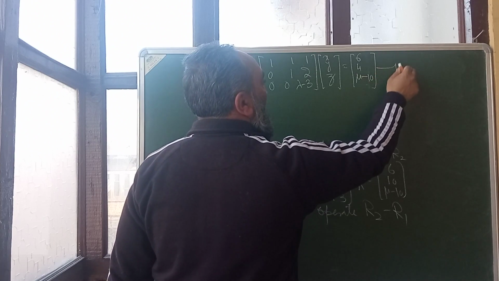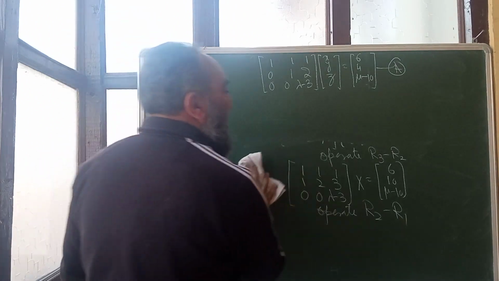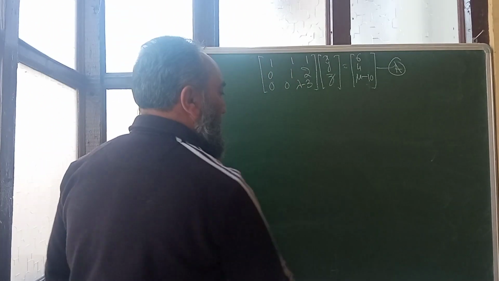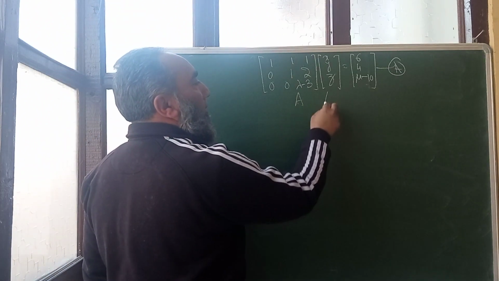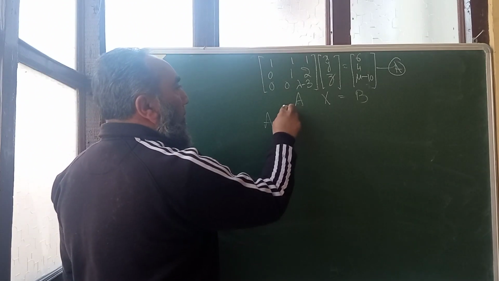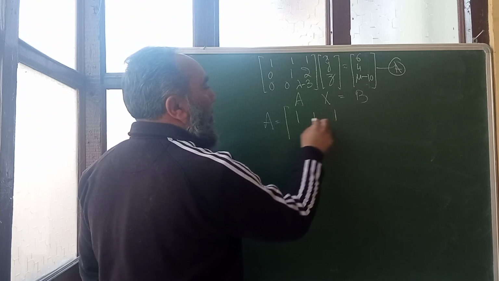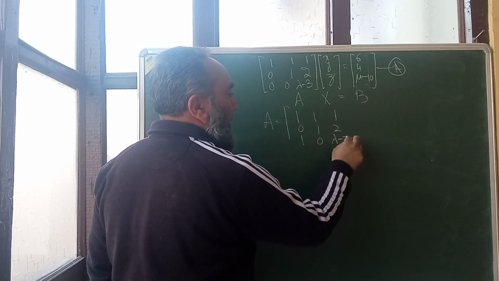Now we can conclude whatever we want to, because we don't need anything now. We can calculate from this only. This is A, this is x, and this is B. See, what is the rank of this A? Your A is 1, 1, 1; 0, 1, 2; 0, 0, lambda minus 3.